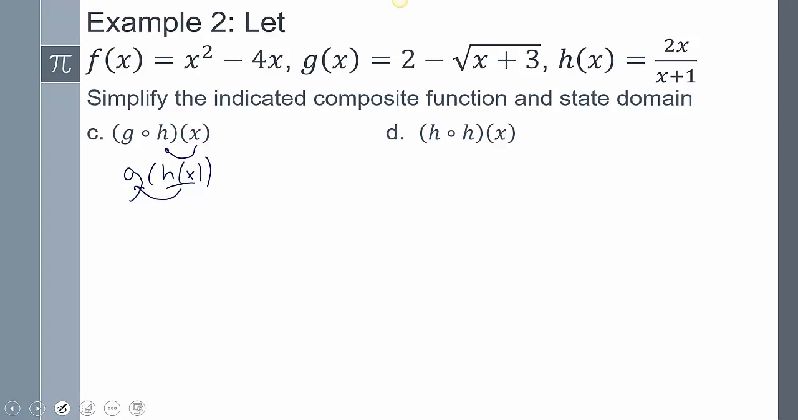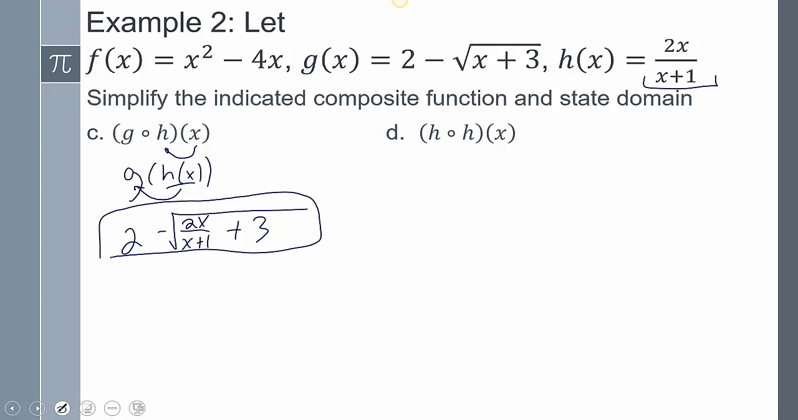So for my g, it's going to be 2 minus the square root. Now instead of x, we're plugging in our h function, and so that's going to be 2x over x plus 1. And then I still have this plus 3. Now this is our unsimplified version, and there's not much else that we can do to actually simplify that. And so this would be our answer.